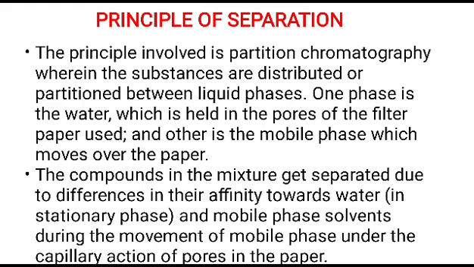Therefore, the principle of paper chromatography is partition chromatography. The compounds in the mixture get separated due to their difference in affinity towards the water, which is the stationary phase, and the mobile phase solvents, during the movement of the mobile phase under the capillary action of pores in the paper.